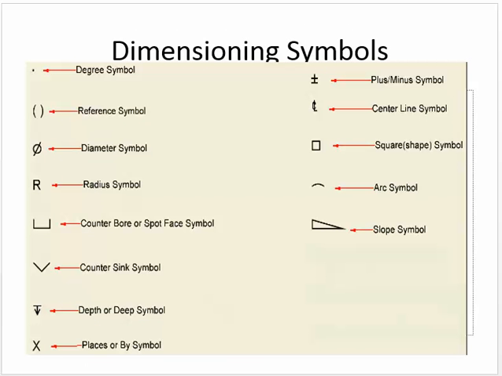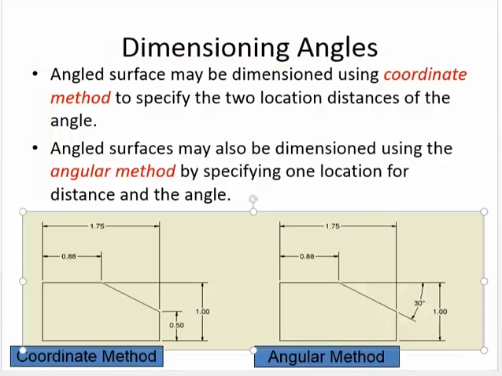Dimensioning symbols. You're going to want to get these down. We'll be taking a quiz over these over the next couple days. Not all these will be used, but some of them will. So I would spend some time going through these. These right here are symbols that would go with the dimension. For example, you've seen the diameter, the radius. We haven't done any drilling of holes, so you haven't seen these yet. But these are all ones that we'll be using.